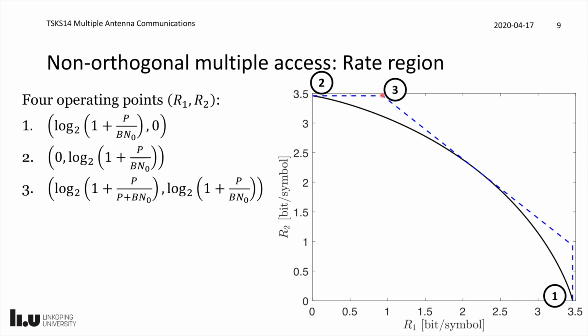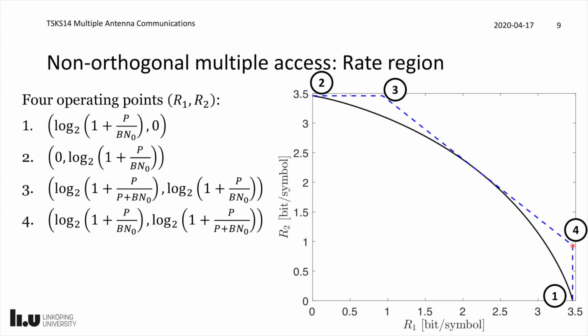And then we have a fourth point, which is down here. That's when we are switching the order. So now we are decoding first for user 2 and get this rate here, which is lower and which involves interference from user 1. And then after we have decoded that signal, we can subtract interference and user 1 will then get the same rate as if it was alone in the system. So of course we should use 0.4 instead of 0.1.